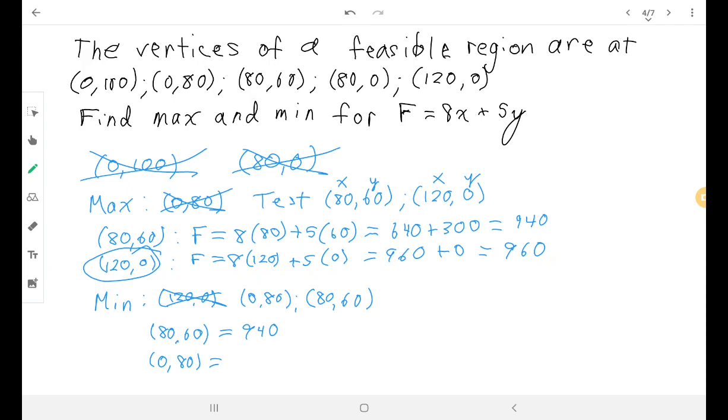That equals, let's see here, 8 times 0, that'll be nice. 5 times 80, that'll be really easy. Equals 0 plus 5 times 80. 5 times 8 is 40, with a 0 on the end is 400. So 0 plus 400 is 400. So the minimum is 0, 80. And there we have it. So we have maximum and minimum there. I'll give you a chance to look at that for a moment. This is how we optimize.